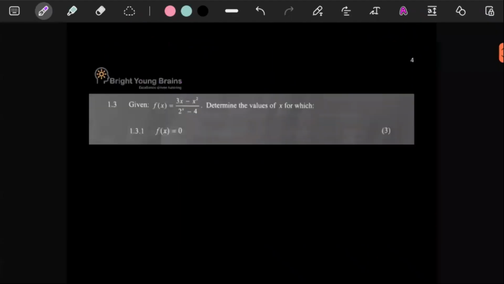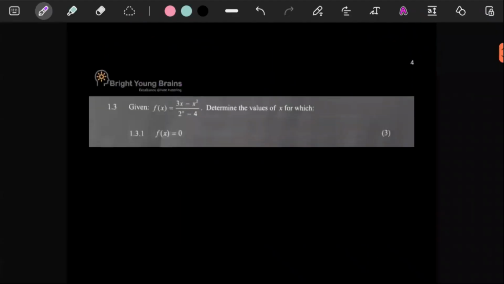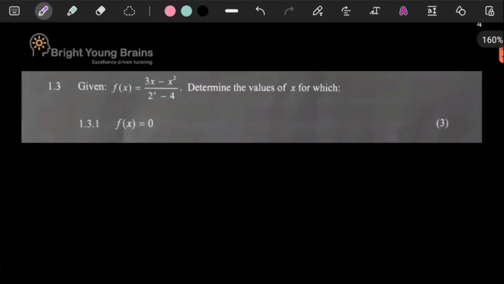Okay, anyways. 1.3, what does 1.3 say? Okay, so 1.3 is a pretty interesting question because, okay, so this is how I would work out 1.3.